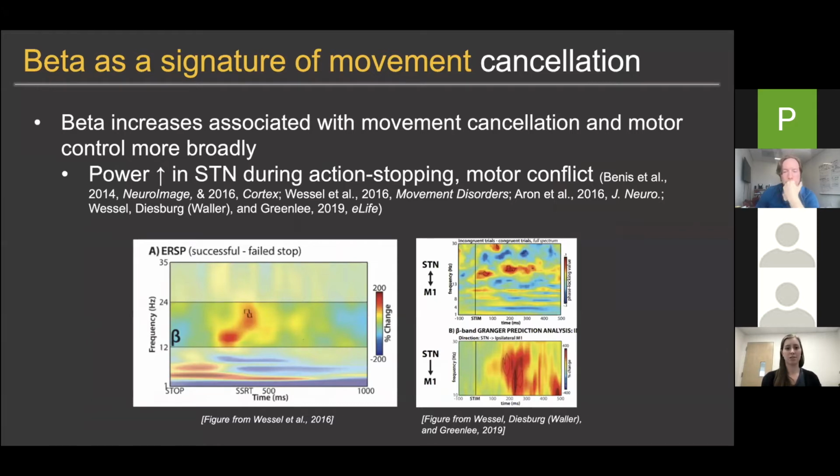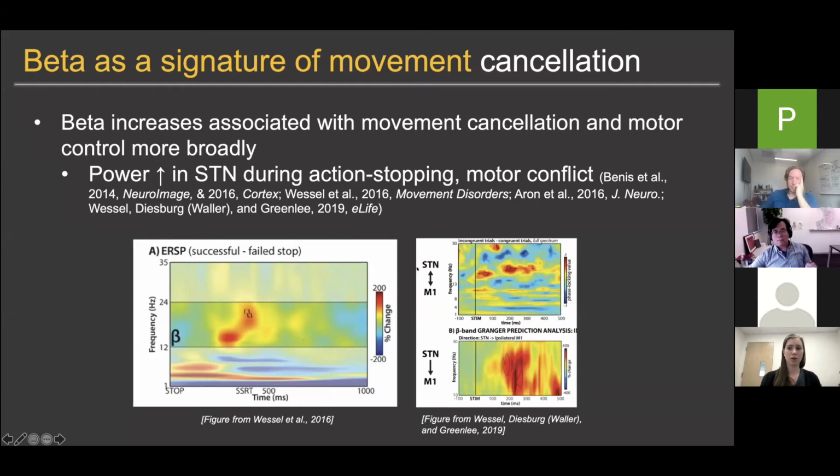So Jan has demonstrated power increases in the STN during action stopping in the beta band, which is shown here on the left, such as during the stop signal task. And we also know that beta power increases occur in the STN during motor conflict, such as during the Simon task, which is shown here on the right. Not only do we see power increases in the STN during the Simon task, we find that beta power in the STN appears to Granger predict beta power in primary motor cortex.